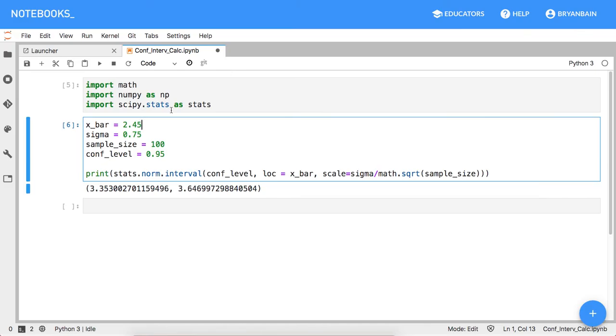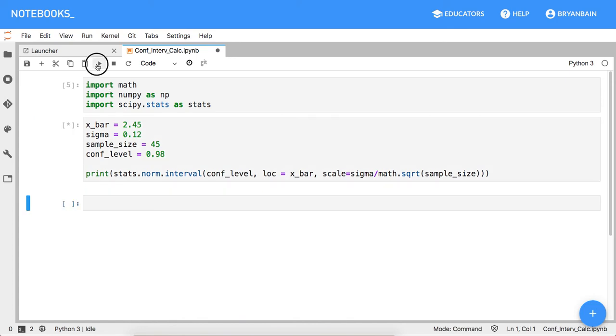Standard deviation of 12 cents. So this time our standard deviation is 12 cents. We have 45 in our sample size, so we'll change that. And then our confidence level this time is 98. It's going to give us some long decimals, so we'll just round to 2 decimal places, as is typically the case with money.